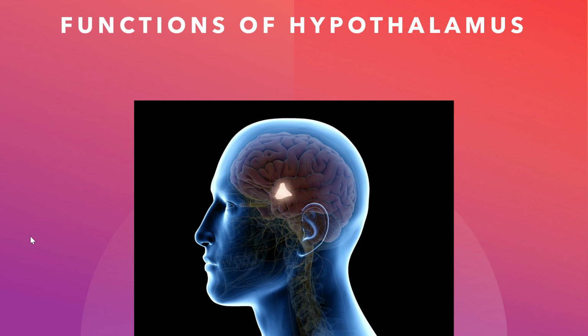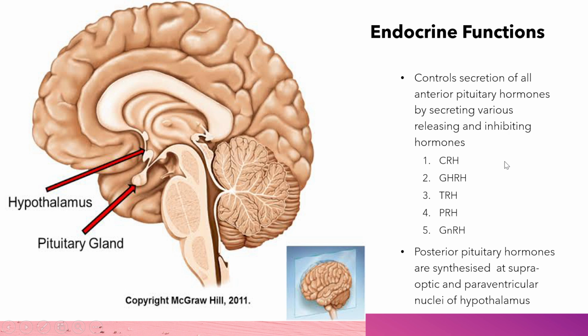Alright, today I'll be talking about the functions of the hypothalamus. It has endocrine functions as it controls all the secretions of the anterior pituitary hormones by secreting various releasing and inhibiting hormones such as corticotropin releasing hormone, growth hormone releasing hormone, thyrotropin releasing hormone, prolactin releasing hormone, and gonadotropin releasing hormone. The posterior pituitary hormones are synthesized at the supraoptic and paraventricular nuclei of the hypothalamus.